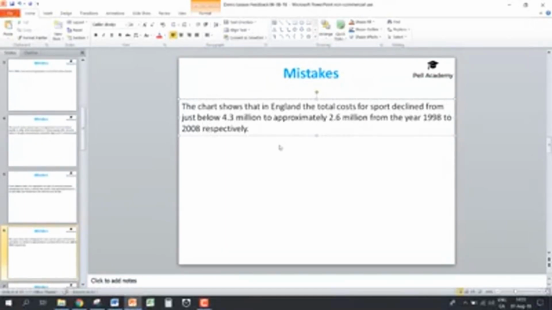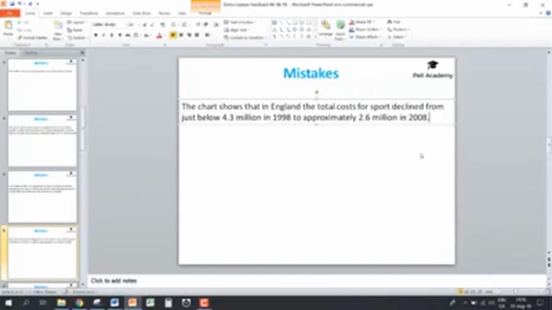Now, respectively doesn't work in this context. Respectively is normally when you would quote the figures for England in 1998 and Scotland in 1998. So then it doesn't really work this way because you've already said the sport declined from here to here. The decline implies that the higher number was the earlier year and the lower number is the later year. So the most logical way to do this would be from just below 4.3 million in 1998 to approximately 2.6 million in 2008. And that would be the most logical way of laying out that information.